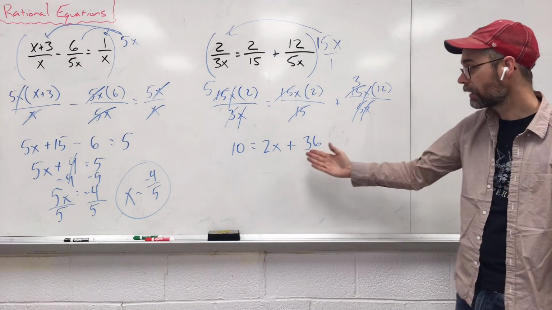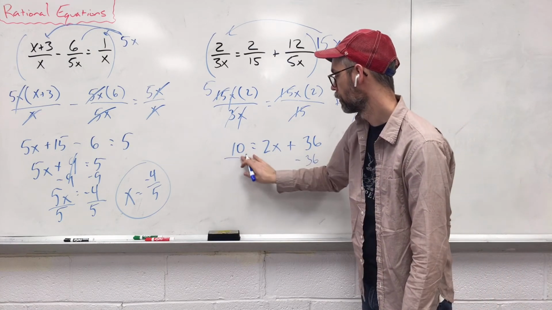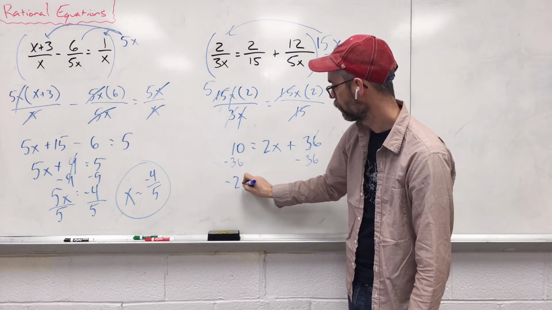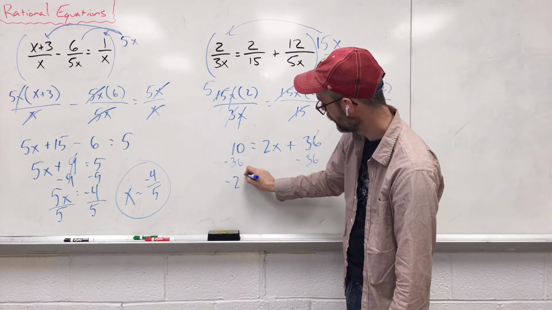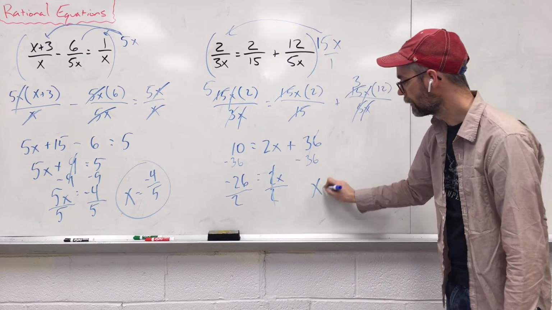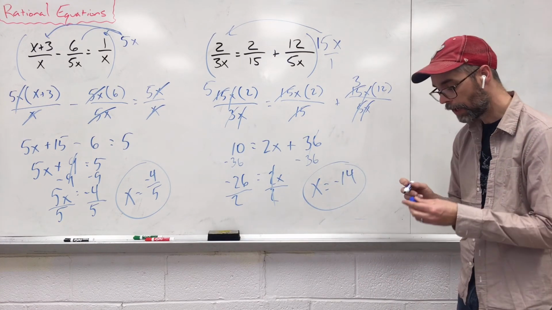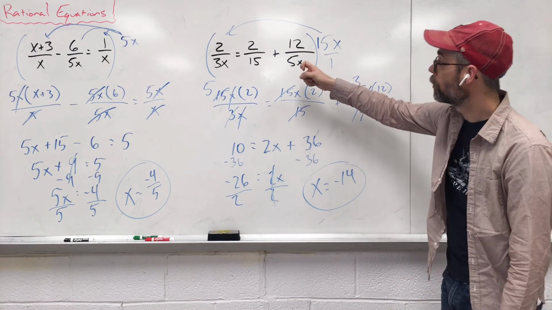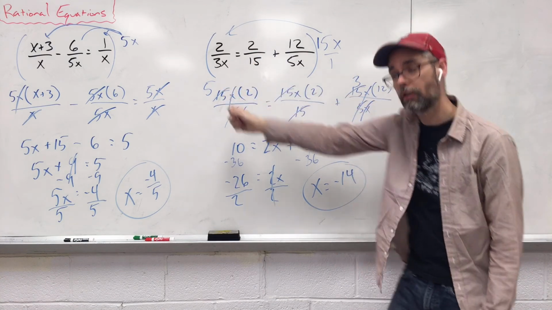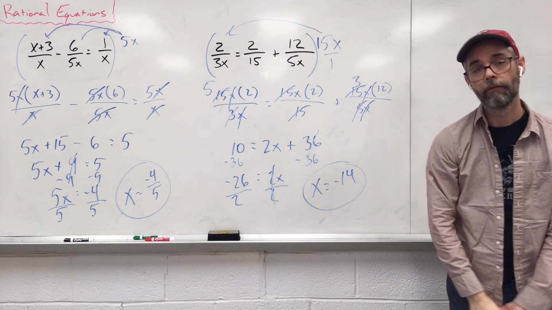Now get x alone, move 36, move the 2. So minus 36 giving us negative, where are we at? Negative 26 equals 2x. Divide. x equals negative 14. Ask ourselves, what are we not allowed to divide by? We cannot divide by a 0. What will turn this to 0? Having a 0. What will turn this fraction to 0? Having a 0. Is that a 0? No, we're okay. And that is solving rational equations.